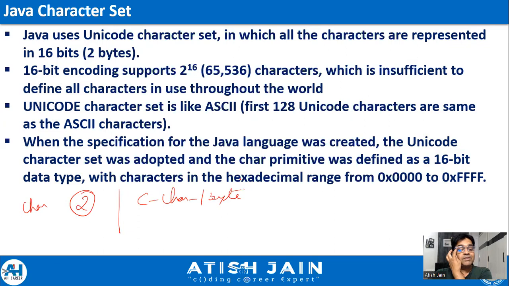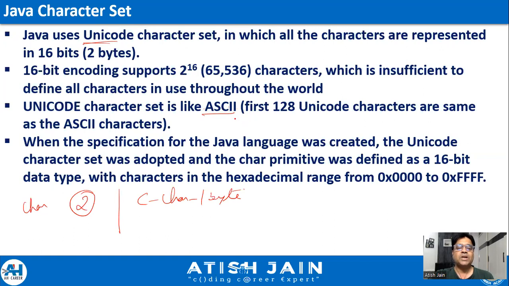So every programming language makes use of an encoding character set. Whatever data you are using in your program has to be converted into binary format, that's nothing but ones and zeros. So every programming language will use some encoding format. Java is designed based upon the Unicode character set, whereas C language makes use of the ASCII character set. ASCII stands for American Standard Code for Information Interchange.